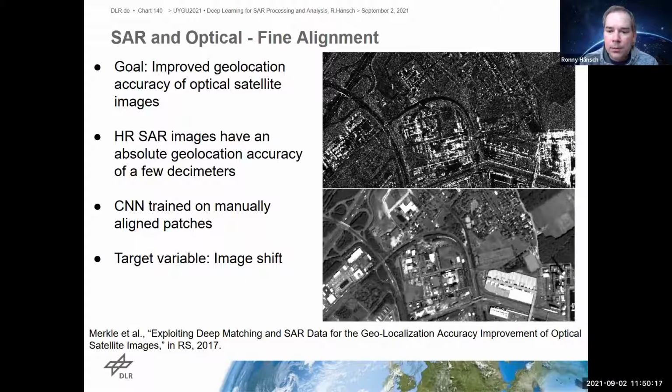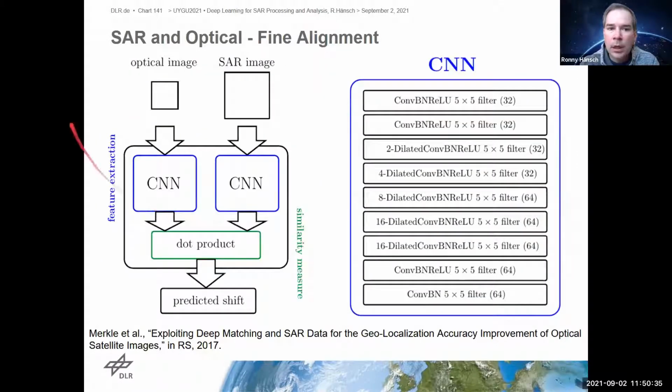So what we want to do is align the optical image towards the SAR image in order to improve the geolocation of the optical image. What they did in this paper was use the ConvNet to do this with manually aligned patches. The target variable was, of course, the image shift. So you would have a small optical image as input, and a larger SAR image where you can shift the optical image around. This is how you know the shift, right? I can take this optical image and put it in this corner, and then I know that the shift is a little bit in that direction. So this is the output of my neural network.